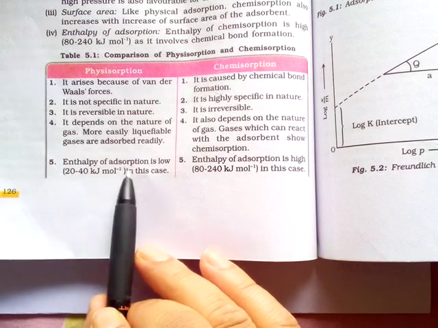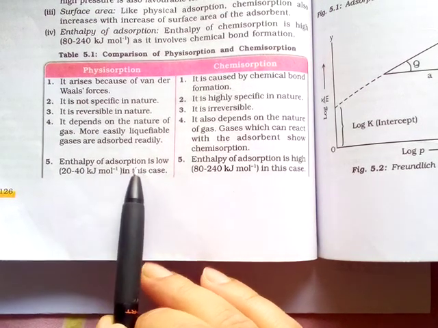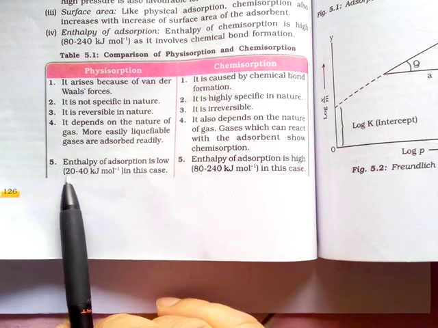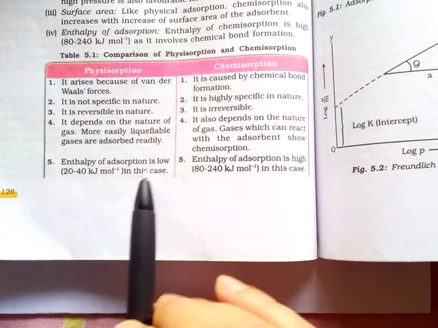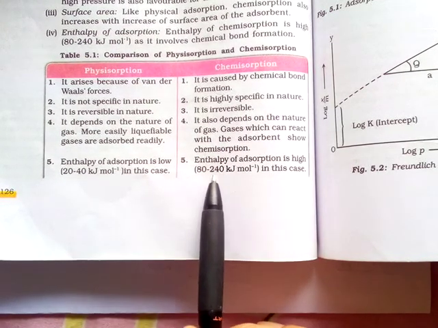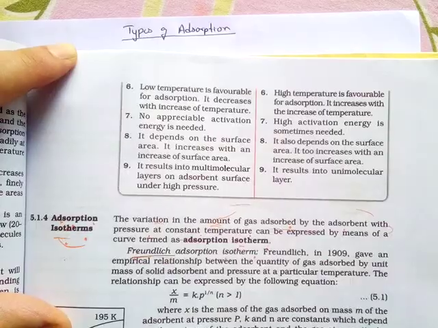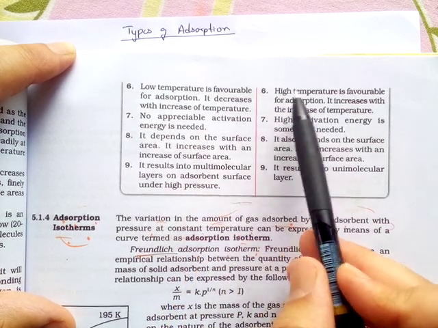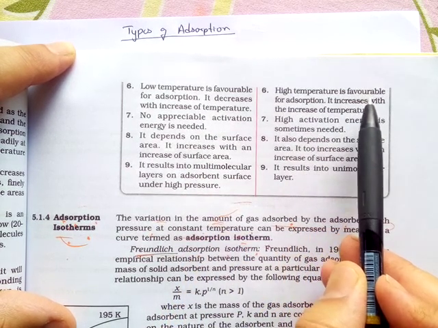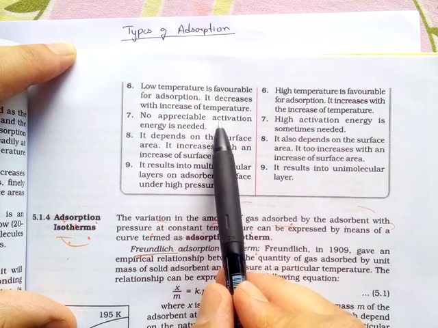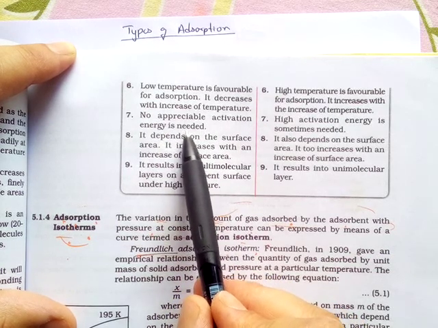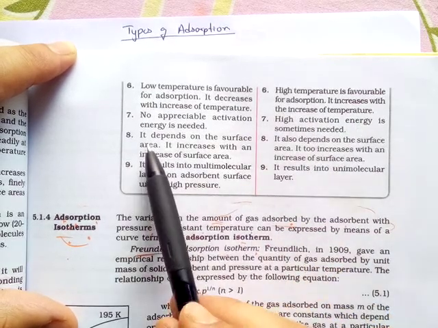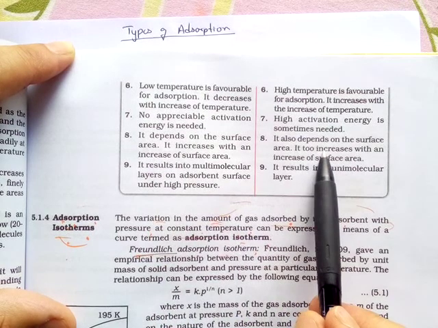Here the enthalpy: adsorption is an exothermic process, but the heat release in physisorption is very low, 20 to 40 kilojoule per mole, whereas in case of chemisorption it's very high, 80 to 240 kilojoule per mole. Other comparisons include that low temperature is favorable for physisorption, whereas high temperature is favorable for chemisorption. No appreciable activation energy is needed for physisorption, and for a reaction we need very high activation energy. It also depends on the surface area.